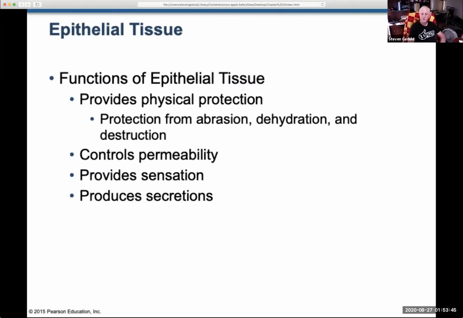Provides sensations. Say when it's windy, you can feel it. When it's cold, you know it. Provides stimuli from the external environment into the nervous system. And it produces secretions. Remember we talked about the hair follicles have sebaceous glands. They produce a mucus or oily substance. Your skin has sweat glands that produce a watery substance. Okay? So epithelial controls permeability, sensations, and the secretions. Okay, we'll give you the different examples of each of those.